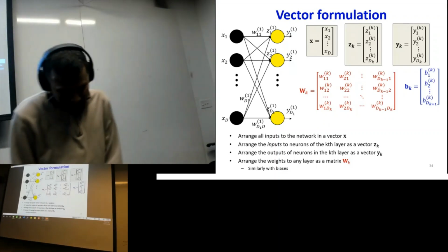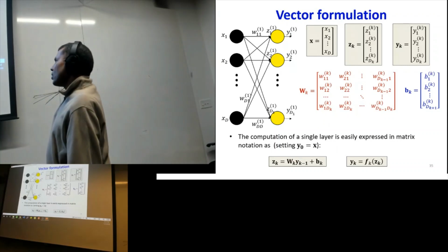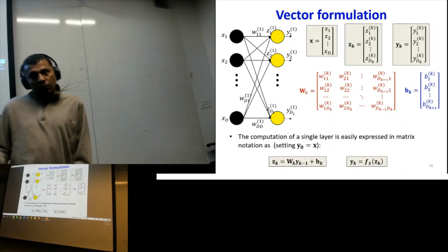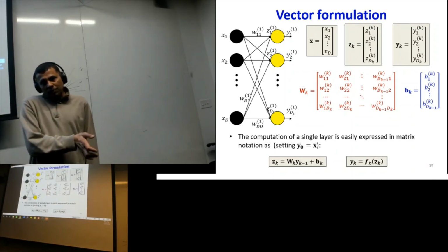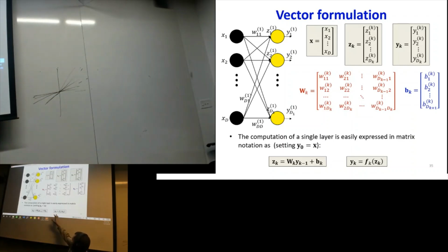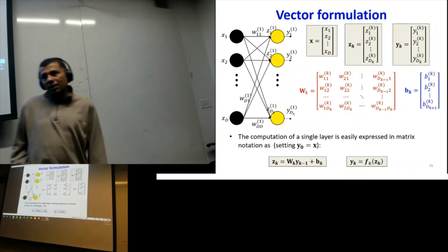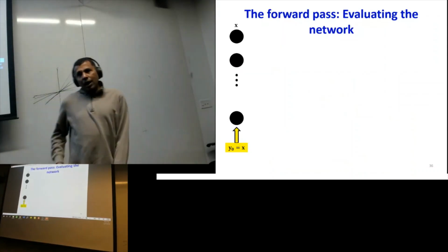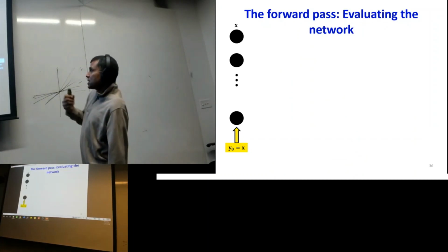Once I've written everything in this manner, then the computation of a single layer is very trivially expressed in matrix notation. I can just say the affine combination, zk equals Wk times yk-1 plus bk. It's basically the matrix product of the weights for the layer with the outputs of the previous layer plus the bias. And yk, which is the output of the kth layer, is simply the activation function applied to the vector of affine values. So you can see that when I write things in this manner, the computation of an entire layer becomes very trivial. And now I can actually write the entire forward pass in terms of these vectors.